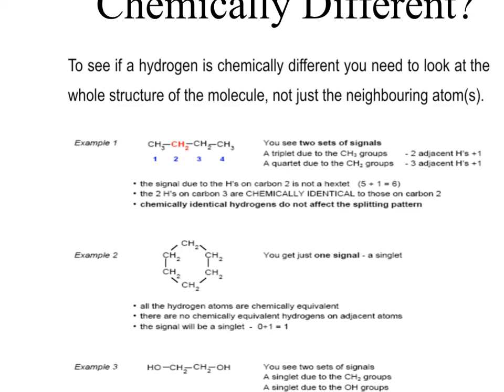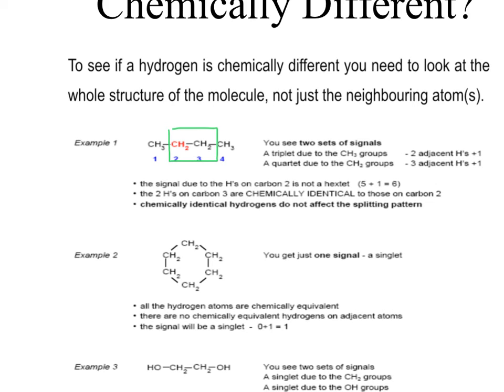The two hydrogens on carbon 3 are chemically identical to those on carbon 2. So if I were to go into my molecule, it's really important that we realise that those 4 hydrogens are chemically equivalent. And chemically equivalent hydrogens do not affect this splitting pattern. So if we were to say we have got a triplet due to the two CH3 groups, there are 2 hydrogens on the adjacent carbon. So 2 plus 1 would split that into a triplet.